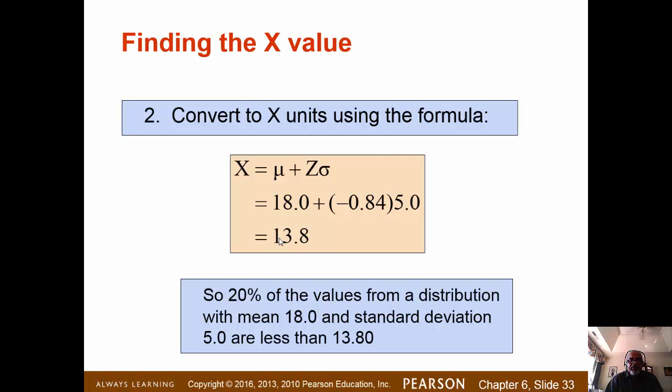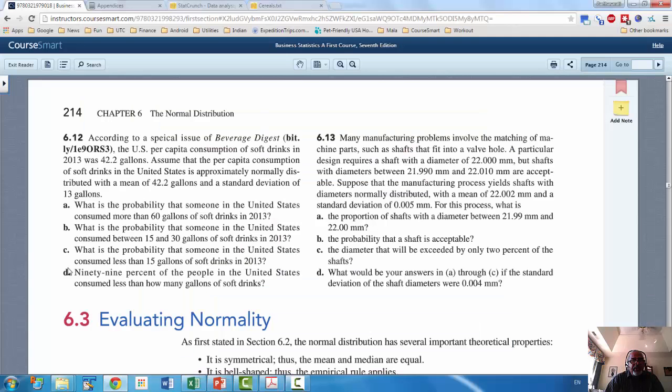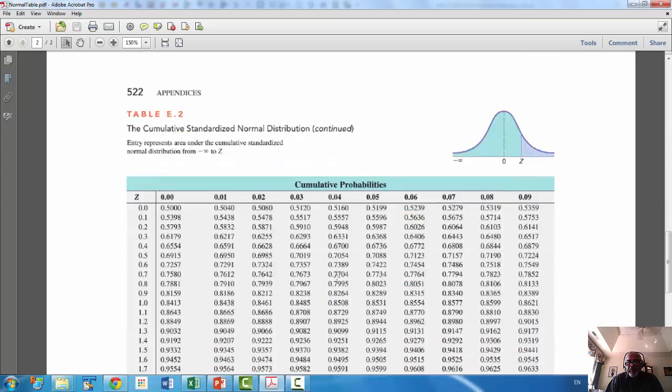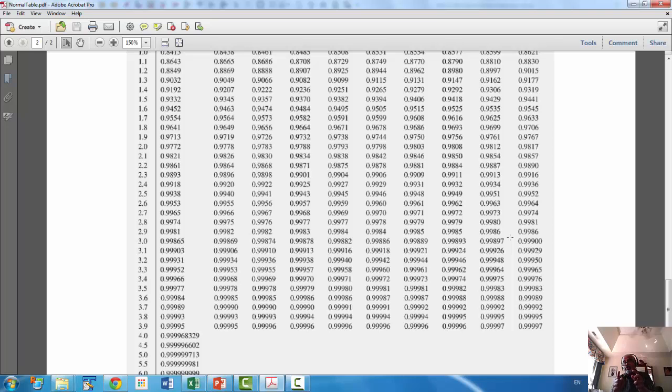So let's use this formula in Excel. So here, we want 99% of the people in the United States consumed less than how many gallons of soft drink. So less than 99%. So the cumulative probability is now 99%. So here cumulative probability is 0.99. Then we want to find the z value from the table. Okay, we have to look for 99. So you are now using the table backwards. Okay, you find the area inside and then find the z from the edges.